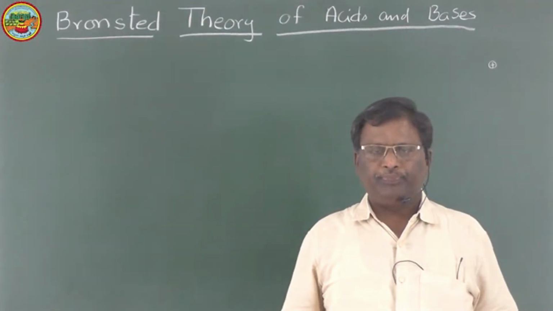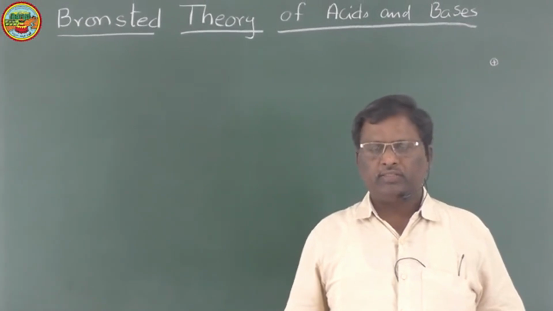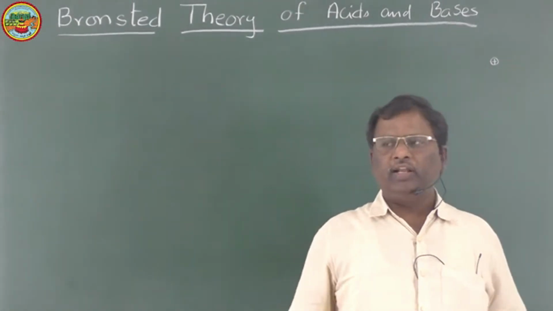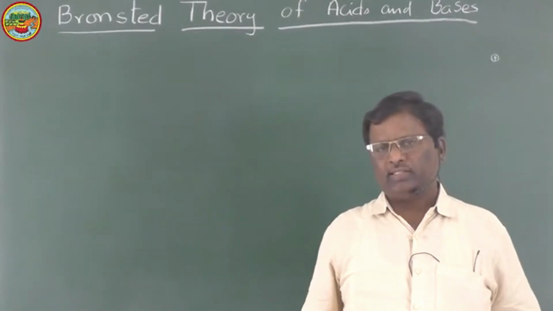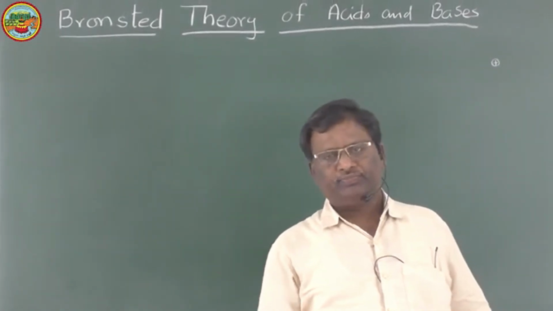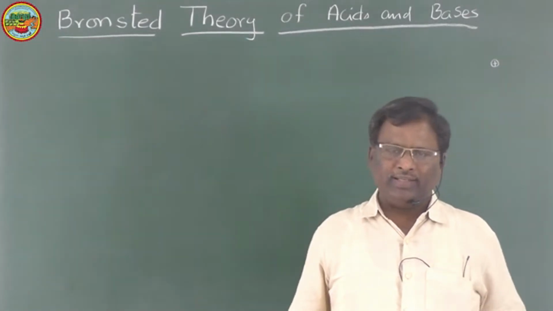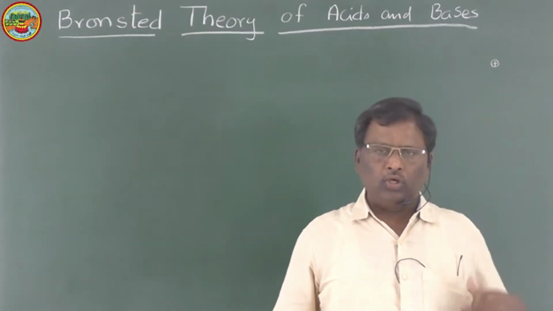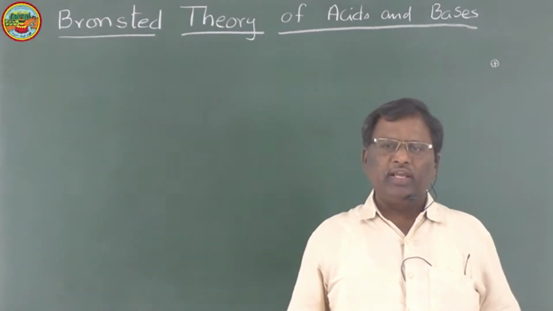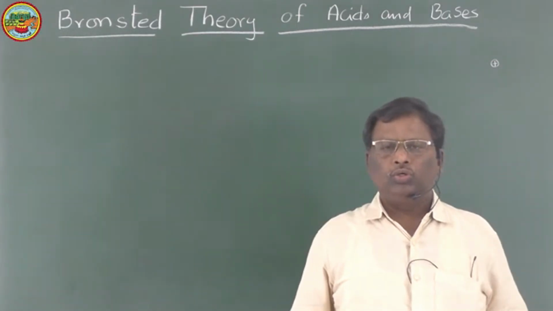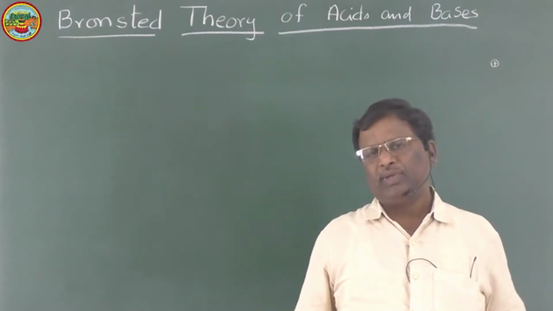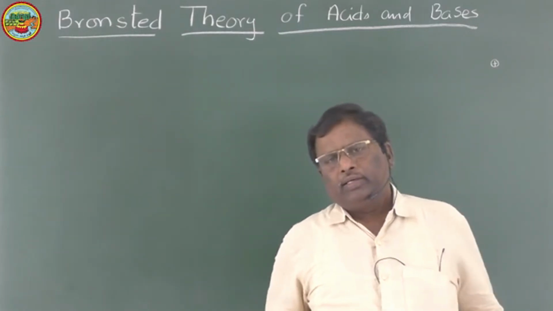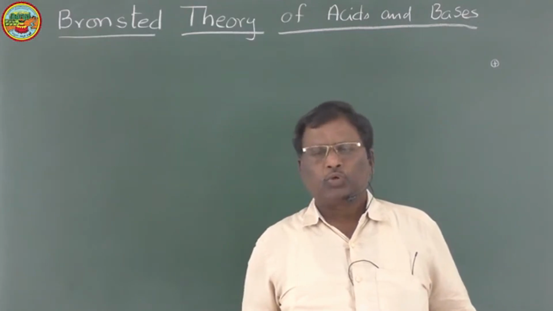Lowry theory of acids and bases. Bronsted and Lowry, these are the two scientists, belonging to two different countries, who simultaneously proposed this theory. That's why it is known as the Bronsted and Lowry theory. This is also known as the protonic theory because it explains the behavior of acids and bases in terms of proton.